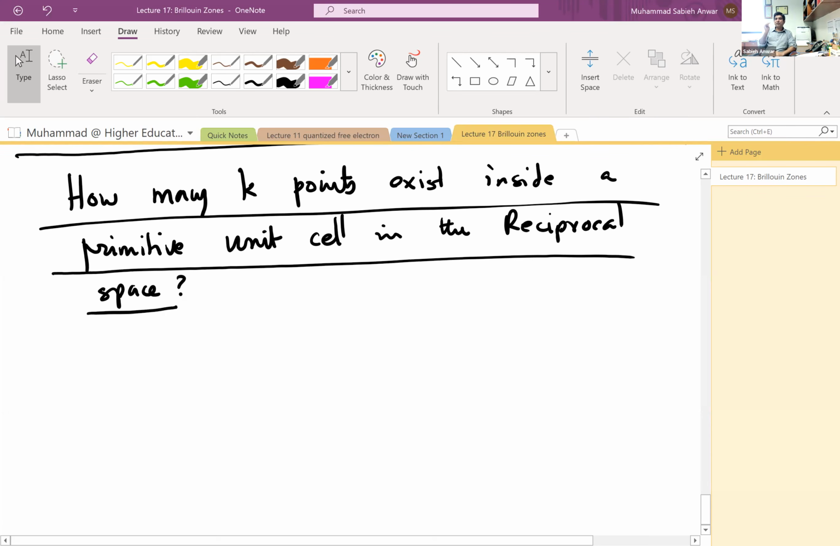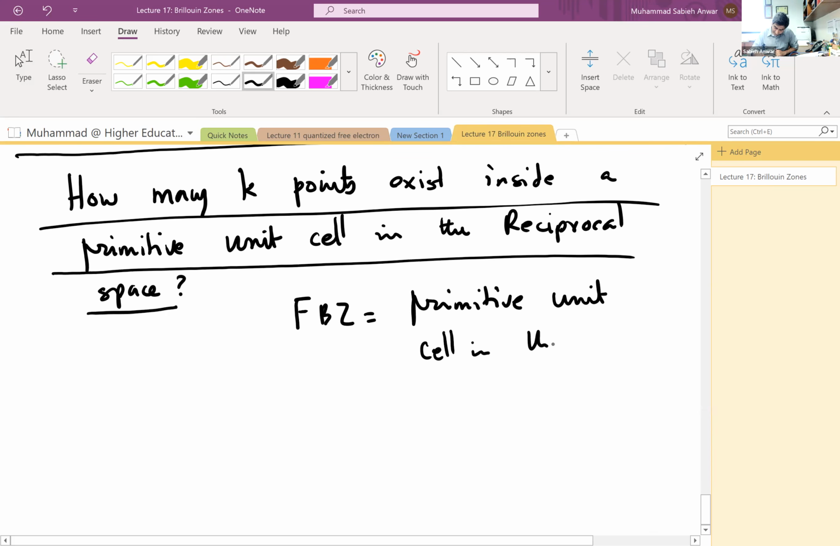The primitive unit cell in the reciprocal space, with the caveat that it is symmetric around k equals 0, is called the first Brillouin zone. So the first Brillouin zone is nothing but the primitive unit cell in the reciprocal space, the reciprocal lattice if you want to say, but it's symmetric around k equals 0.